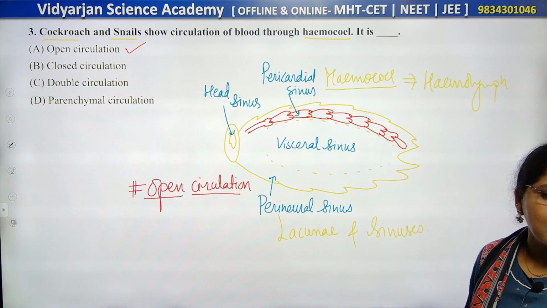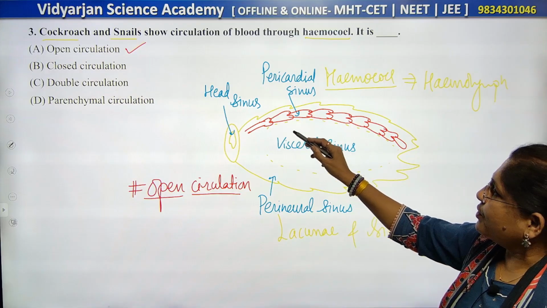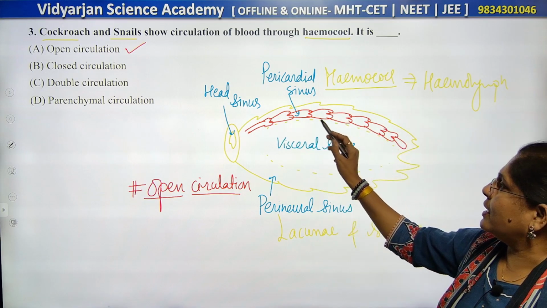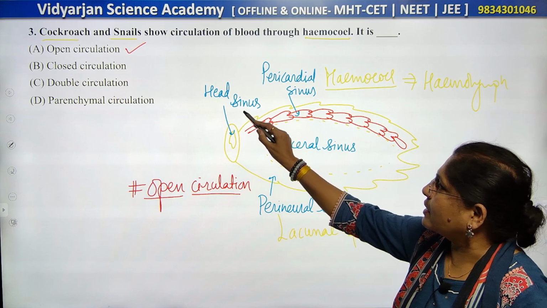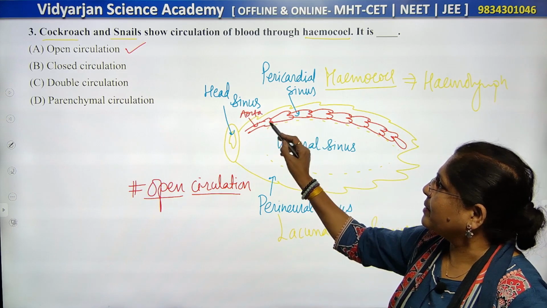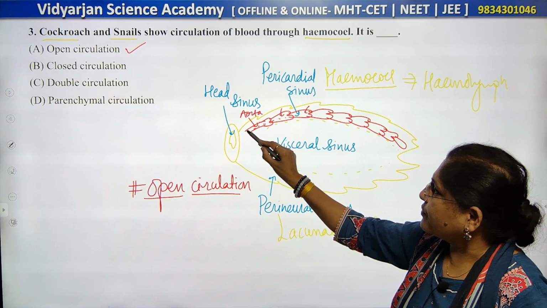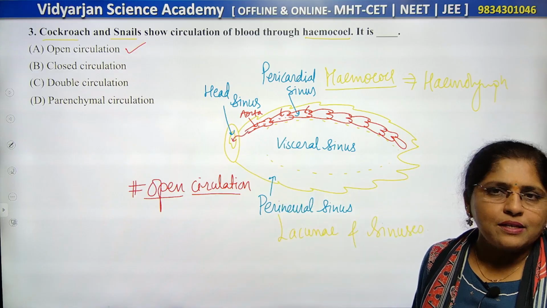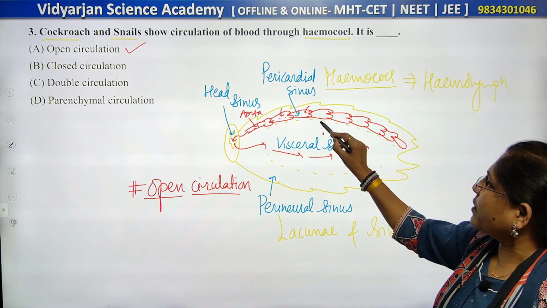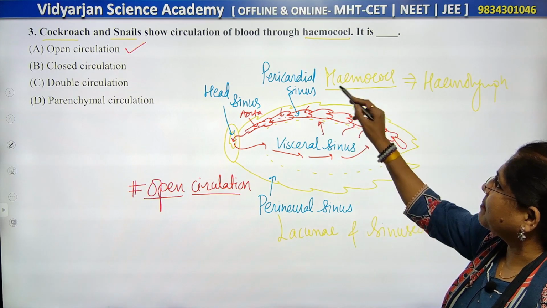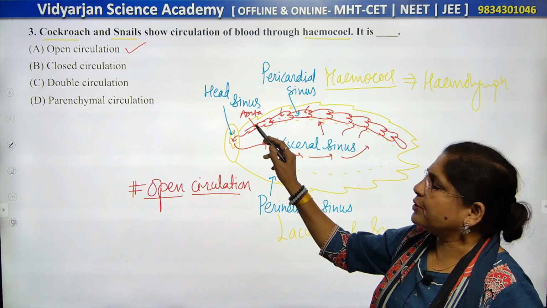I will explain the circulation in short, in the case of the cockroach. See here, the hemolymph which is present here in the pericardial sinus comes into the aorta. From this pericardial sinus it goes into the aorta, then from the aorta it will go to the head sinus. Then from the head sinus, it will come into the visceral sinus. Then from the visceral sinus, it will move towards the pericardial sinus. And again from the pericardial sinus, it will enter the aorta.